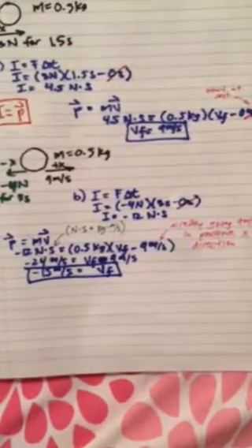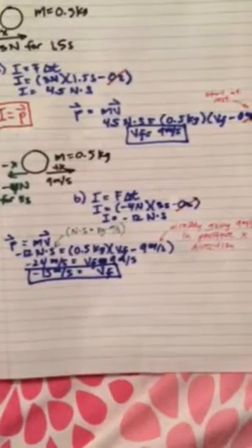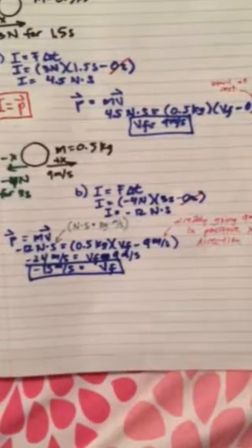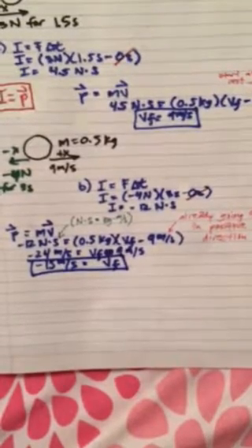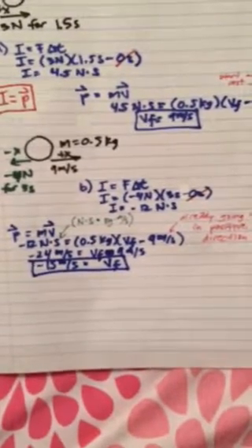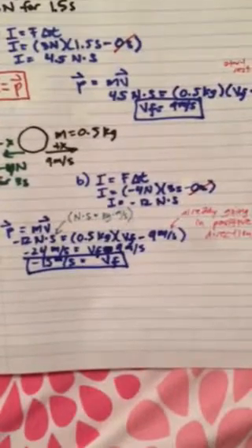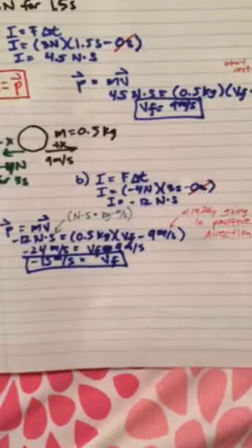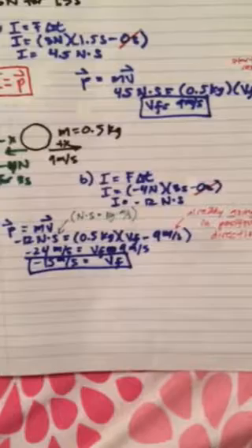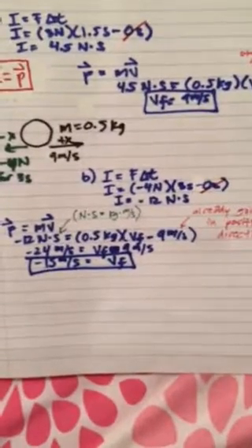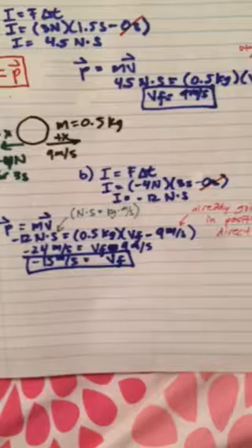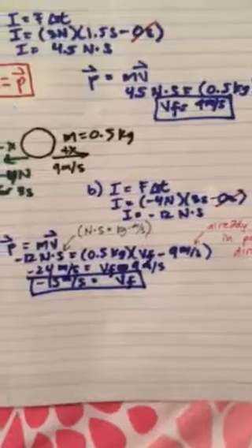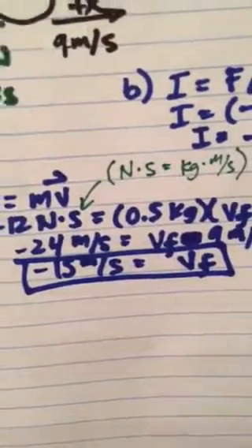Then plugged in again momentum. The change in momentum equals mass times the change in velocity, and plug in the values. Now, newton seconds is equal to kilogram meters per second. So when I divide the kilogram from the newton seconds, it just makes meters per second. And then so they're in the same units, so I can subtract the 9, or add the 9 rather, and that gives me my answer of negative 15 meters per second.